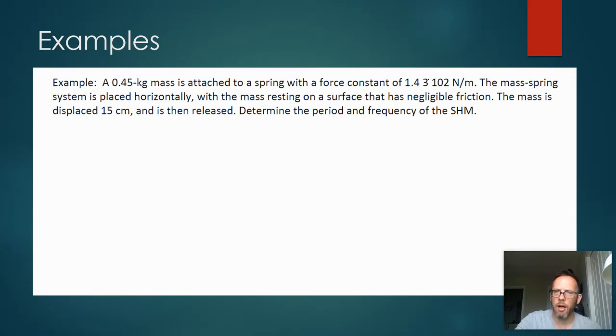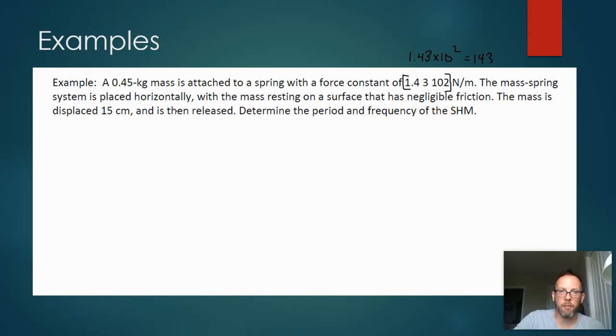Oh, that number got butchered as I was copying things over. But we have a mass on a spring, so a 0.45 kilogram mass. Let me just consult my notes to see what that actually should be. 1.43 times 10 to the 2 is what that should be, or 143. So a spring constant of 143 newtons per meter.